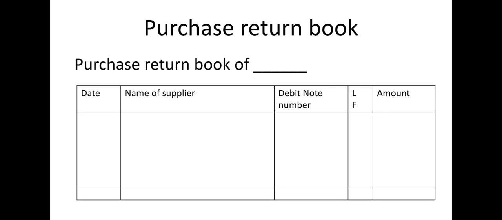The first column is as usual date. The second column is name of supplier, means a person to whom we are returning goods. Third column is different, students. Actually, in purchase book, there was inward invoice number, but this is purchase written book. So we have to write a debit note number. Now, what is debit note? Students, when we return the goods to supplier, with the goods, we have to send one note. Clear? And that note is called debit note. In that note, we have to write the description of goods, amount, etc. And we have to mention the reason why we are returning the goods.